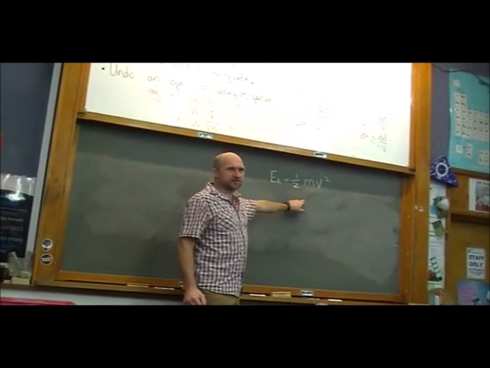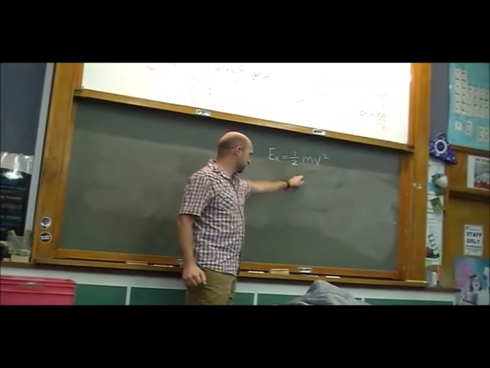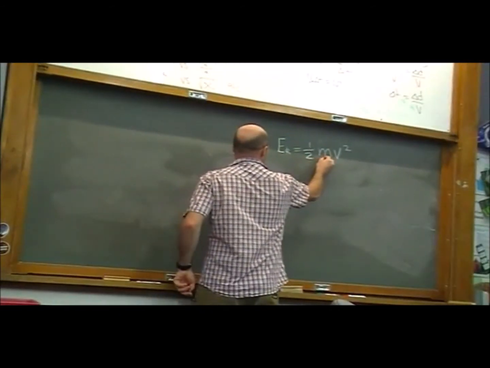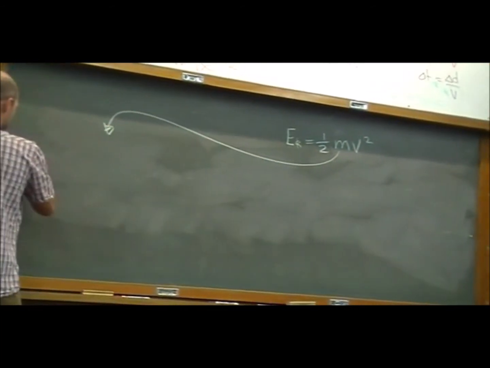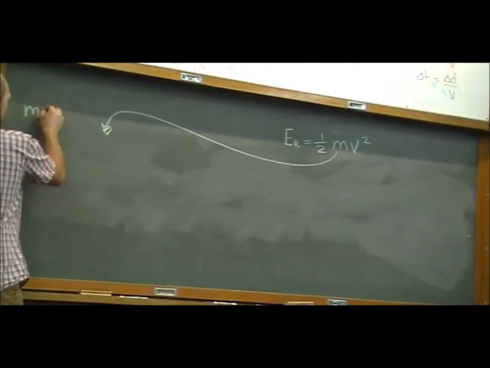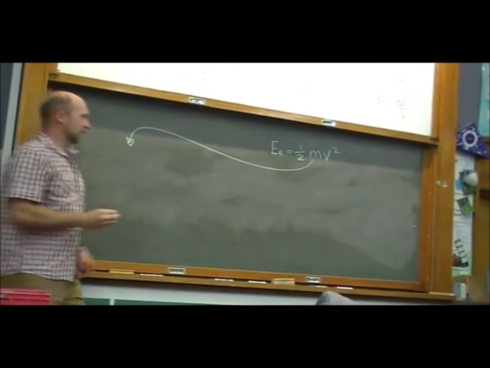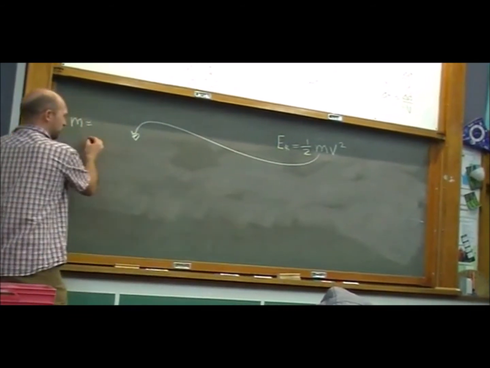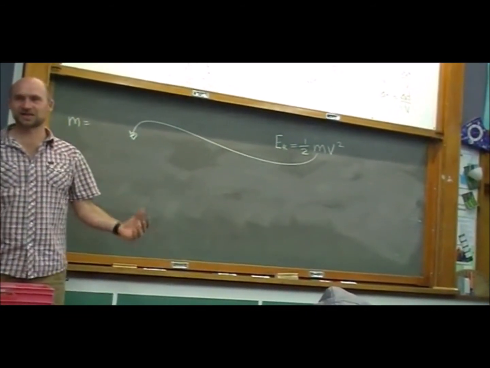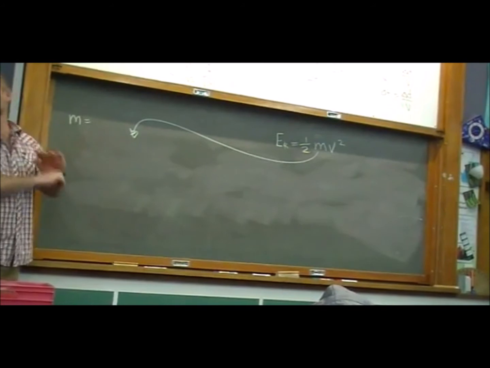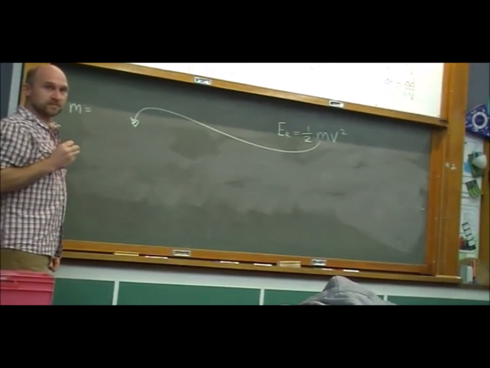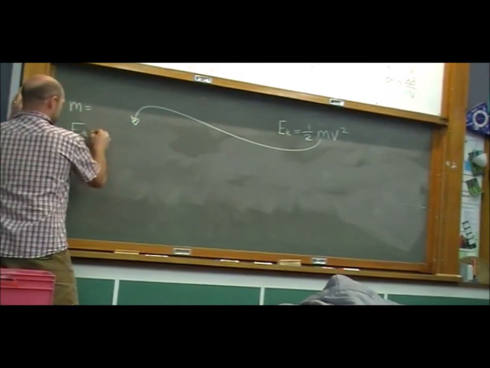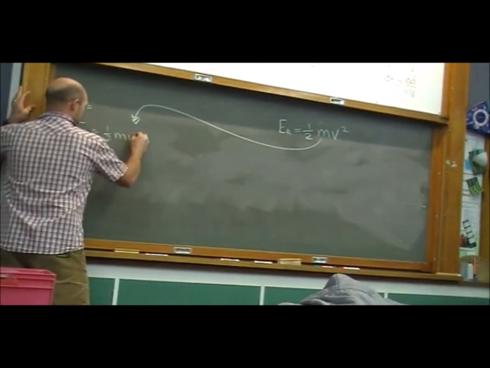Kinetic energy, half times mass times speed squared. We're going to have a go at, first of all, making it M equals, and then we're going to have a go at making it V equals. This is as hard as it gets, this is it. Once you can do this, you can do anything. Cool, so I'll just write it out again. EK equals half mv squared.